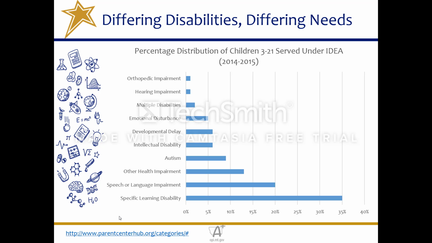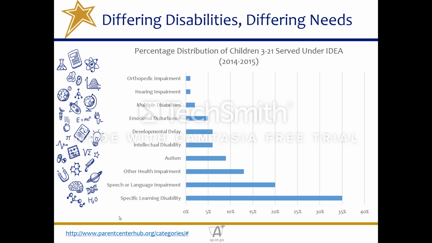Orthopedic impairment means a severe orthopedic impairment. The term includes impairments caused by a congenital anomaly, impairments caused by disease, and impairments from other causes, for example, cerebral palsy. Students in this category may have physical limitations that require supports like speech to text or scribe, or may need assistance navigating the learning environment. They also might need special equipment.